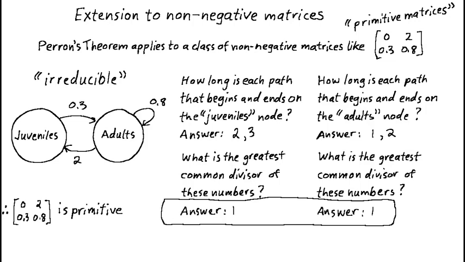In general, to show that a non-negative matrix is primitive, we must first determine that it's irreducible. Then, we go node by node, counting paths and finding greatest common divisors. If the greatest common divisor of path lengths is 1 for each node, then we can say that the matrix is primitive. If the greatest common divisor is not 1 for every node, though, we would say that the matrix is not primitive, and in this case, we'd have to rethink the application of Perron's theorem.